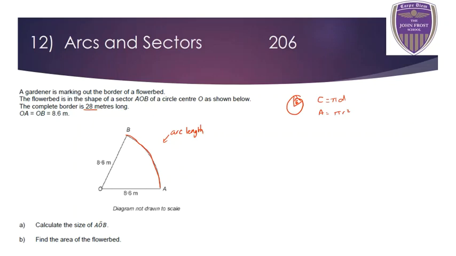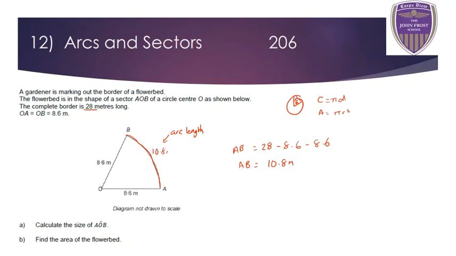So to find this arc length AB, then I know the whole border is 28 meters, and if I take away 8.6 and another 8.6, it will leave me with what's left for AB. So in this case here, taking that away will leave me with AB being 10.8 meters.